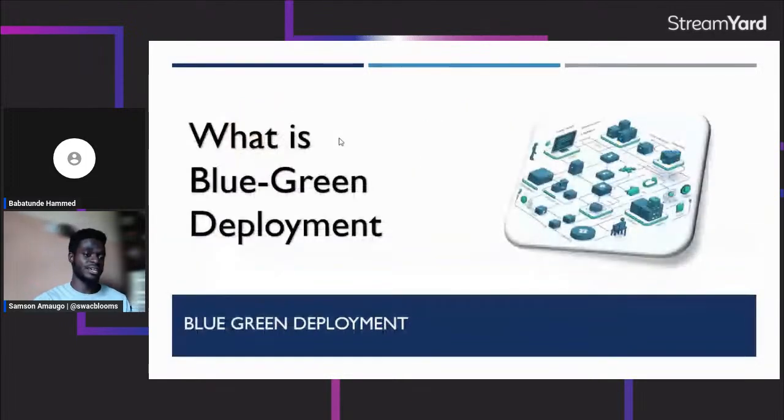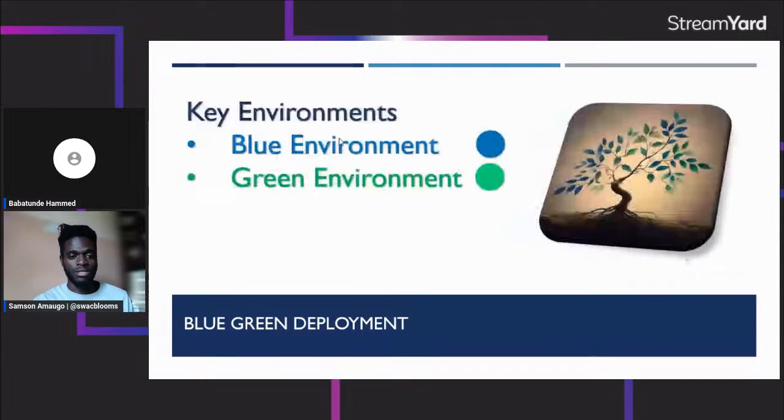So, what exactly is the blue-green deployment? The blue-green deployment is a release strategy that is used to minimize downtime and the risks involved in releasing new features or updates to your production environment. So in the blue-green deployment release strategy, we have two key environments, the blue environment and the green environment. The blue environment is usually associated with the production environment, while the green environment is usually associated with the staged environments, or the environments where new updates are first deployed before being sent to the production environment.